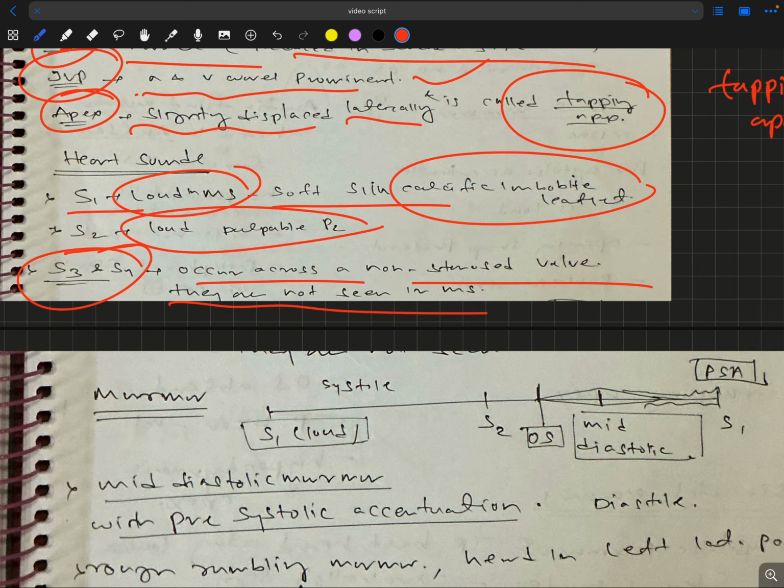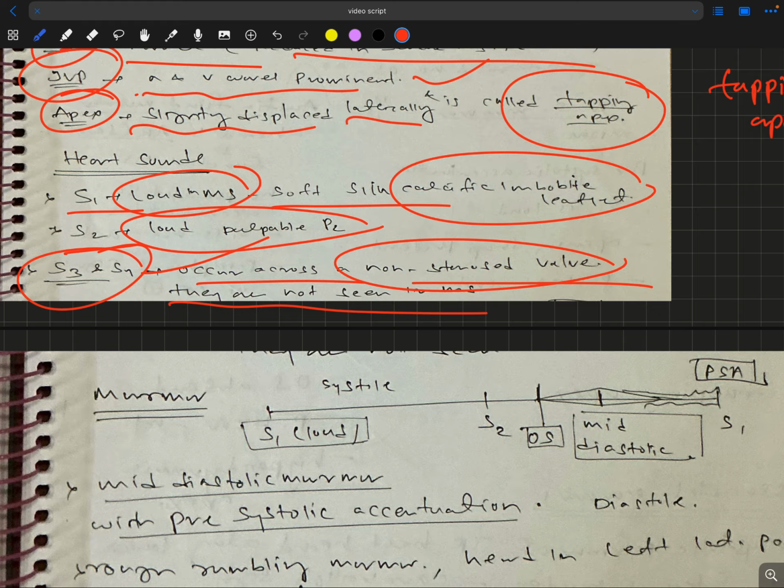S3 is seen in case of a failing heart, and in case of aortic regurgitation. If there is systolic failure in case of aortic stenosis, we can see S3 also. S4 is seen in aortic stenosis. S3 and S4 are never seen in case of MS or MR. MR can be seen due to systolic failure, but they occur across a non-stenosed valve.